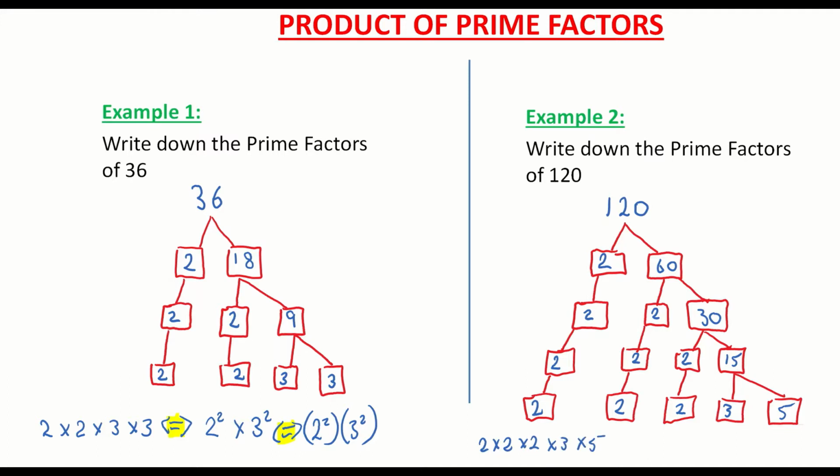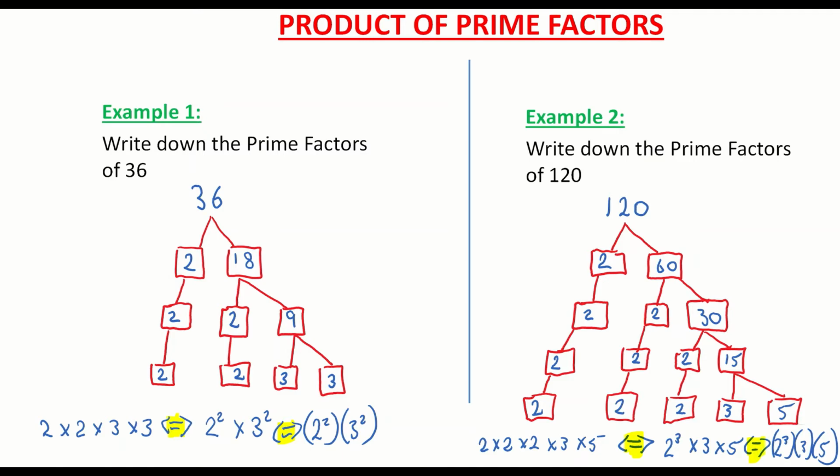That's one way of writing our answer. Or I could write it as 2 by 2 by 2 is 2 to the power of 3, multiplied by my 3 and multiplied by my 5. Or if I don't want to use the multiply sign, I can use brackets. So 2 cubed multiplied by 3 multiplied by 5. And that's 2 examples on how to find the product of prime numbers. It's the same no matter what the number.